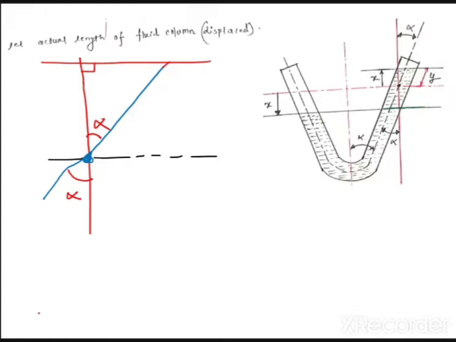Now tell me, what is this vertical distance? Anybody? This vertical distance is nothing but the x. And what is this actual distance? It is y.